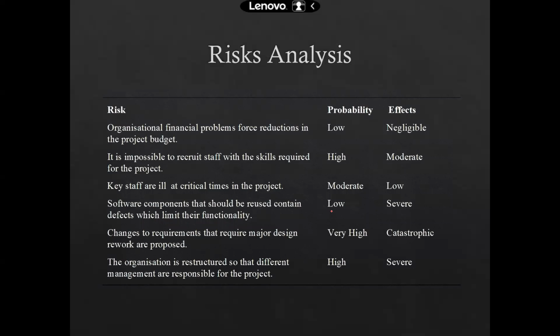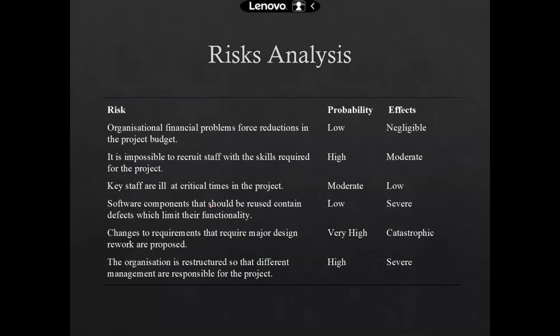Now, over here, what I've done is I have actually listed some of the risks that may occur within the business. For example, organizational financial problems, forced reduction in the project budget. It is impossible to recruit staff with the skills required for the project. And against each risk, like key staff are ill at critical times in the project, this is a moderate probability and has a low impact, right?